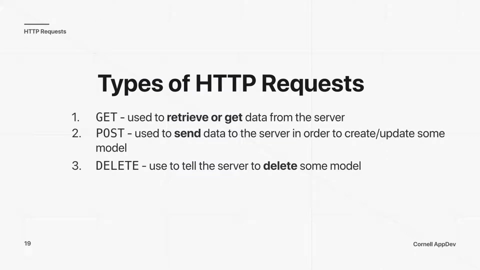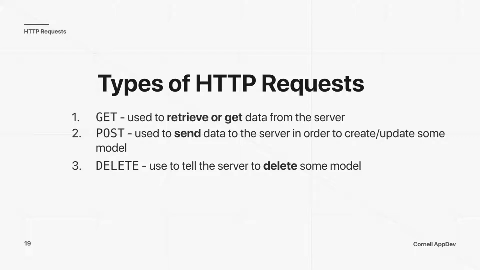So a GET request is used to retrieve or get data from the server. A POST request is used to send data, or post data, to your server in order to create or update some model. If we think about the Facebook post example, our model is our Facebook post, and if I wanted to create a new post, I'd send a new post object, or if I wanted to update a post, I could just send over the new information that I wanted to update for a certain post, like increase the number of comments.